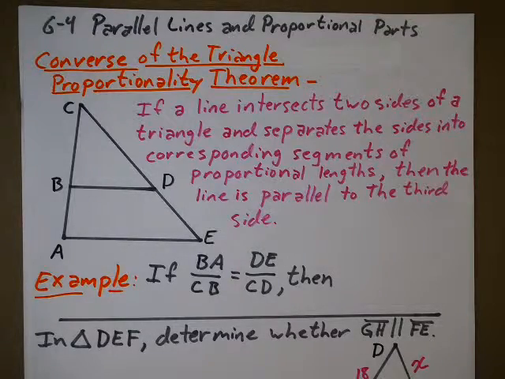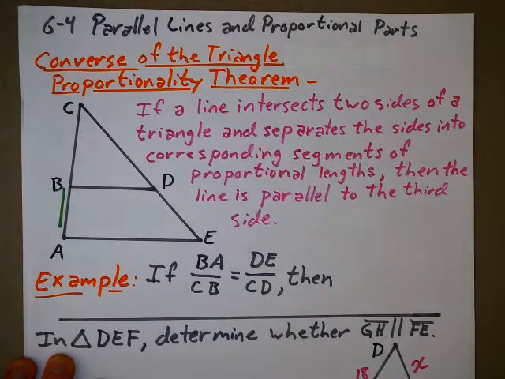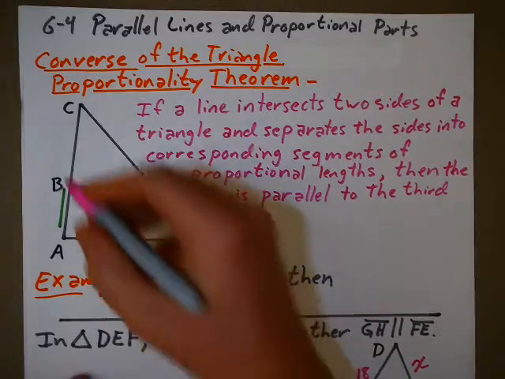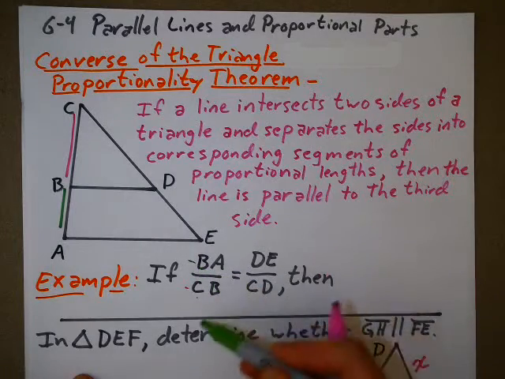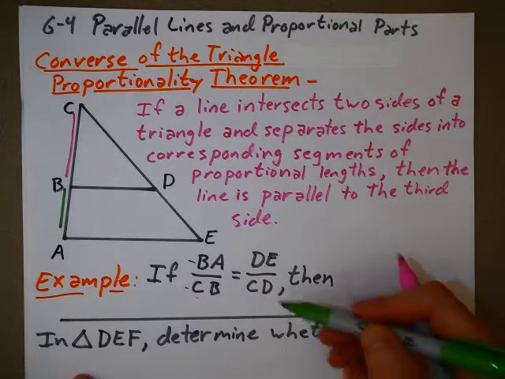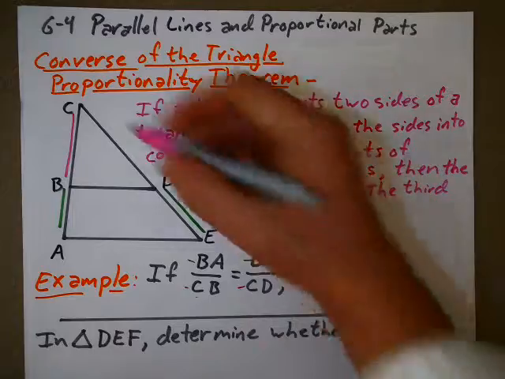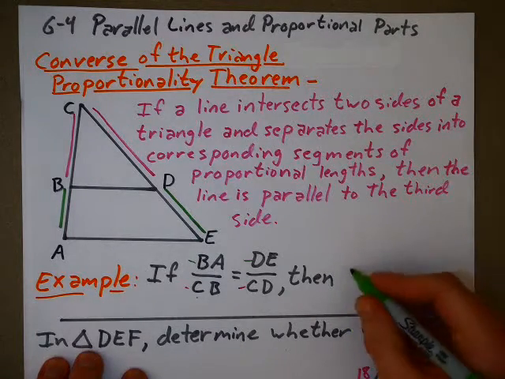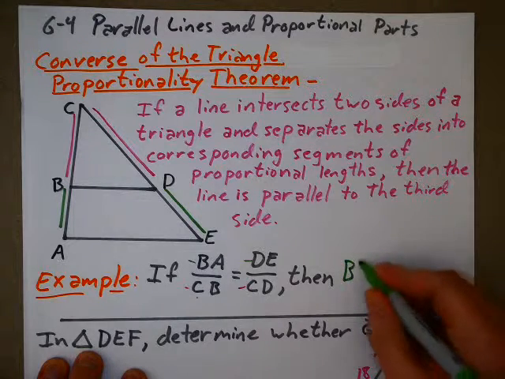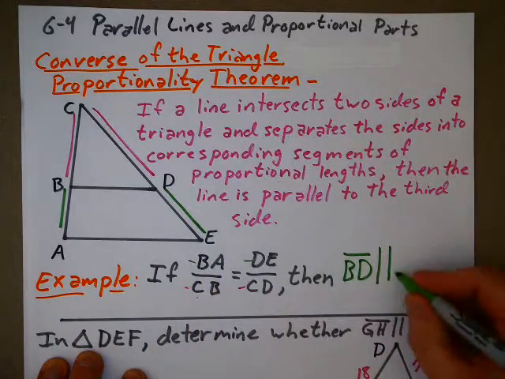What this says is that if BA, this segment right here, divided by CB, so BA divided by BC, equals DE, this segment right here, divided by CD, then what that's telling me is that the segment BD is going to be parallel to this third side here, AE.